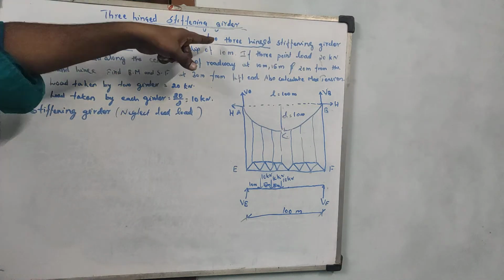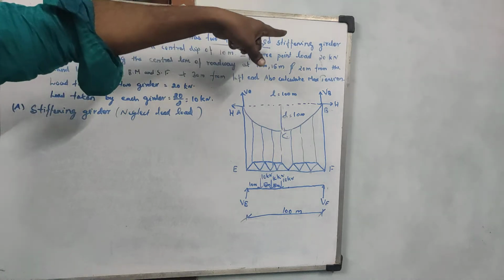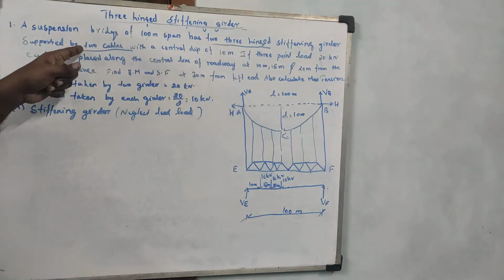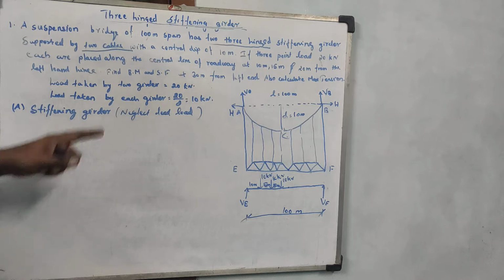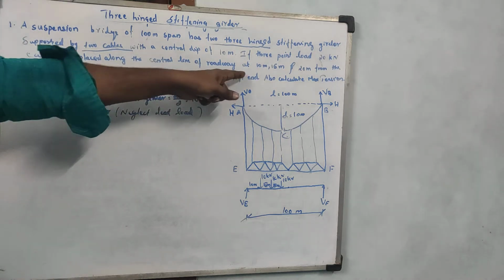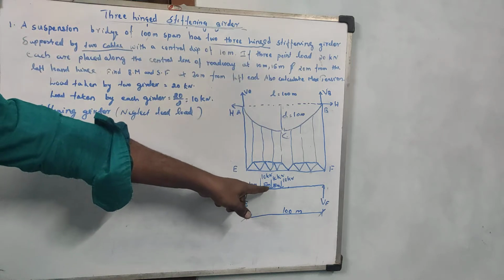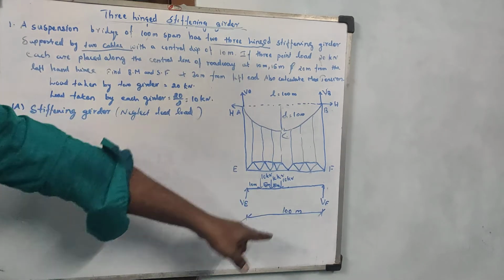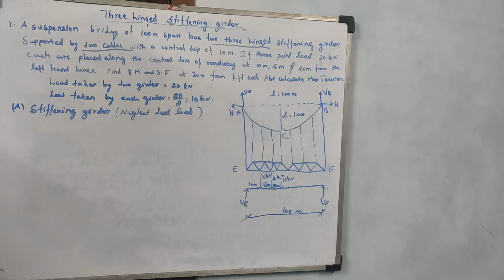We have to note this point. Two 3-hinged stiffening girders supported by two cables with a central dip of 10 meter. Central dip is 10 meter. If 3-point loads of 20 kN each are placed along the center line of roadway at 10 meter, 15 meter and 20 meter from the left hand hinge.